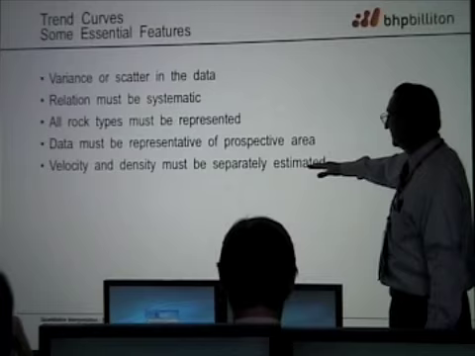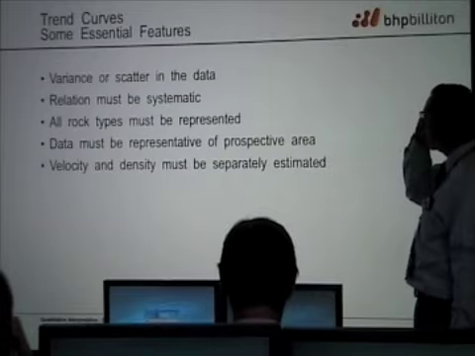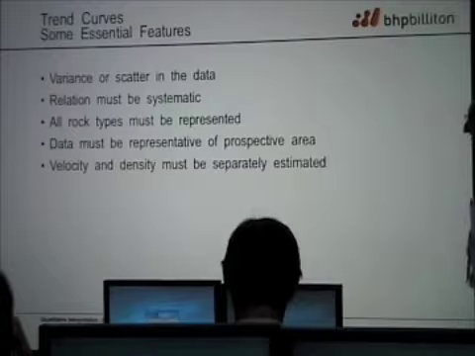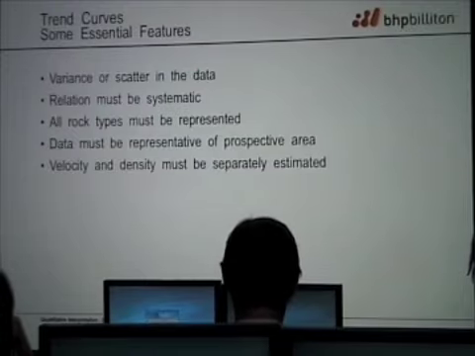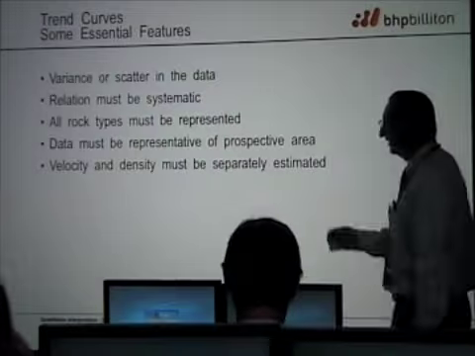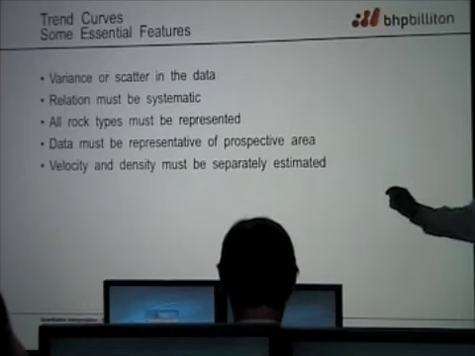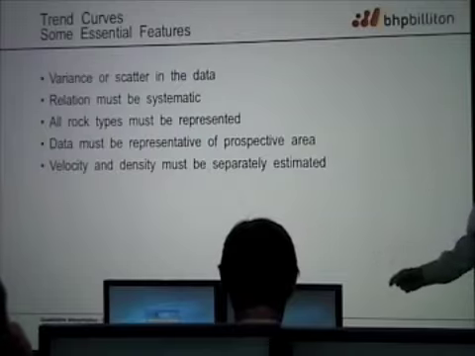Velocity and density may be separately estimated, must be separately estimated. This one, I'll back off on that a little bit. If you're hard against it, you can use velocity density relations in some cases to get the density if you know the velocities, but it's much better to have pairs if you have simultaneous pairs, a density and a velocity for the same interval in the same way.